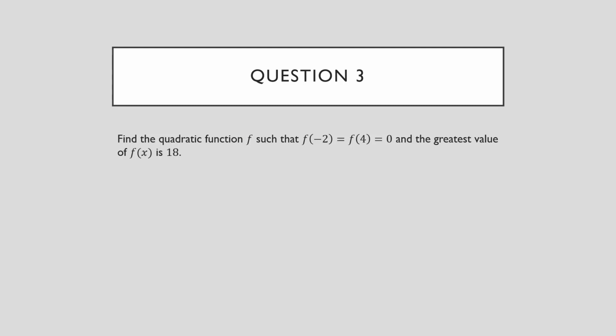So let's try and think about what this information is telling us before we start writing out any equations. f of -2 equals 0. What that says is when x is -2, y is 0, and if you think about it, that corresponds to an x-intercept. That's that point there. The other one's saying when x is 4, y is 0, and that corresponds to a point over here. So these are just giving us our x-intercepts.